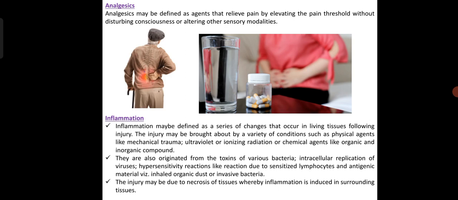They also originate from the toxins of various bacteria, intracellular replication of viruses, and hypersensitivity reactions, like reactions due to sensitized lymphocytes and antigenic material, for example organic dust or invasive bacteria. The injury may also be due to necrosis of tissues, where inflammation is induced in surrounding tissues.